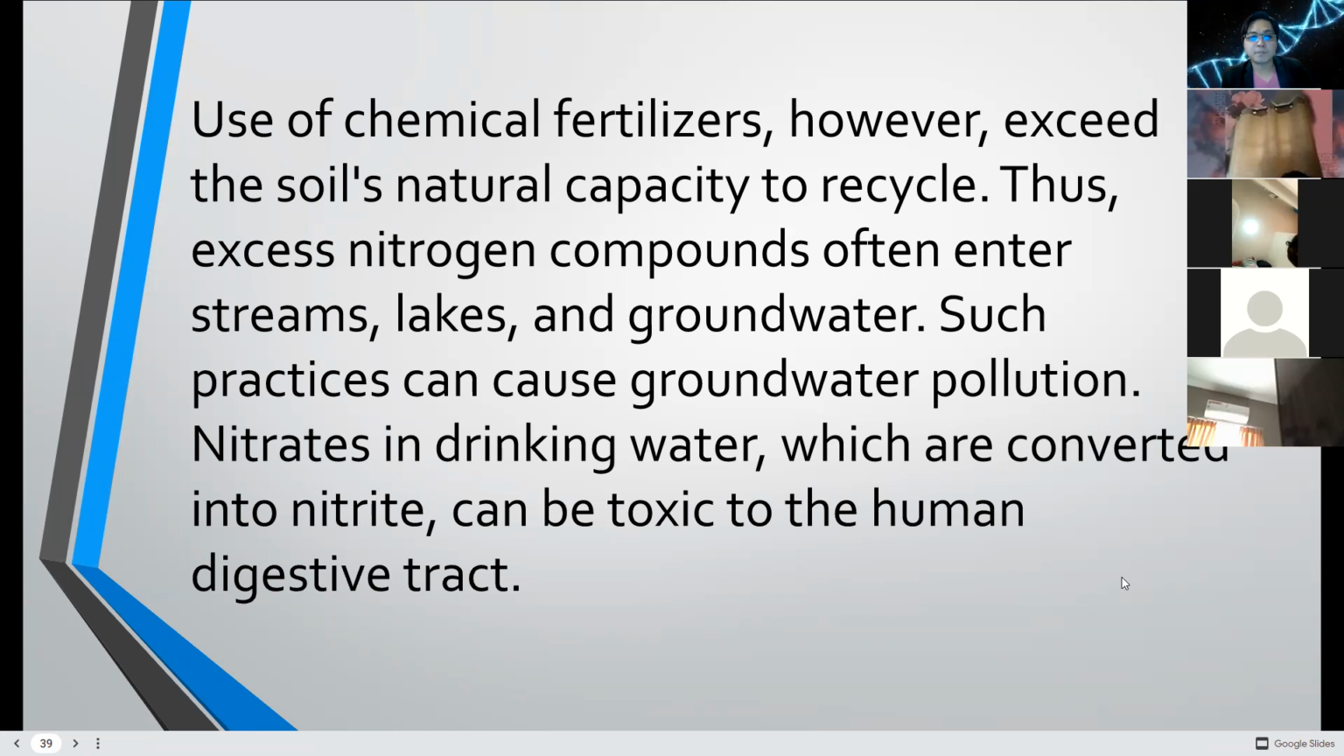Okay, such practices can cause groundwater pollution. Nitrates from drinking water, which are converted into nitrite, can be toxic to the human digestive tract. Yes, correct.